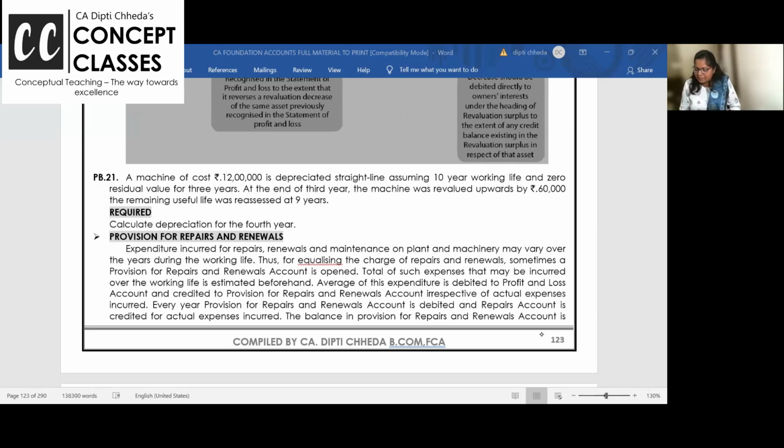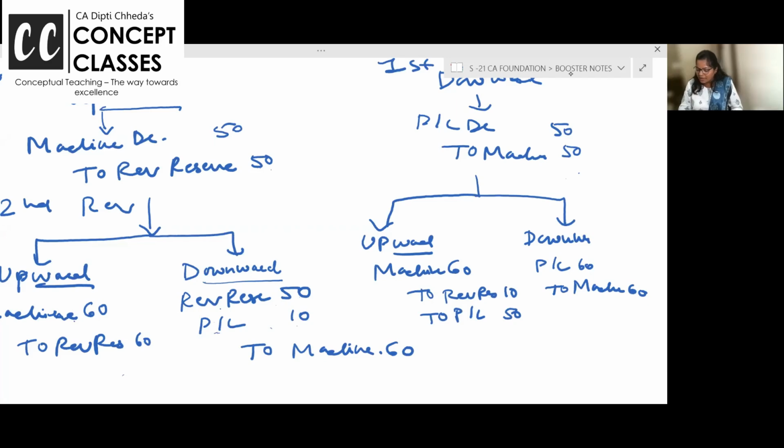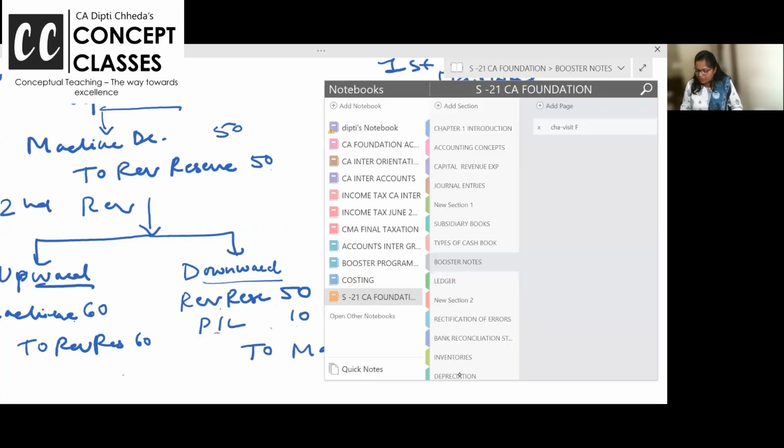Machine is 12 lakh, is depreciated 10 years, scrap value 0. So 120 will be depreciation. Orally we can do. This machine was revalued 60,000 at the third year, and now remaining life is 9 years. So whatever 60,000 you have added, now you will depreciate it in the fourth year only for 9 years, whatever years are remaining. Yes. So 21st problem we are doing it now in our routine notebook.